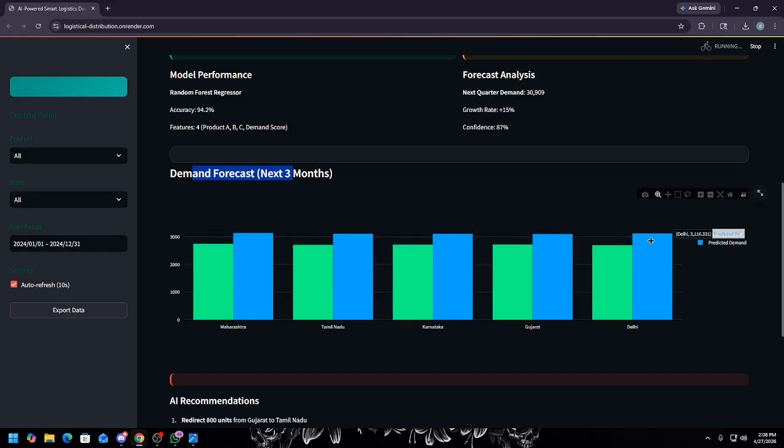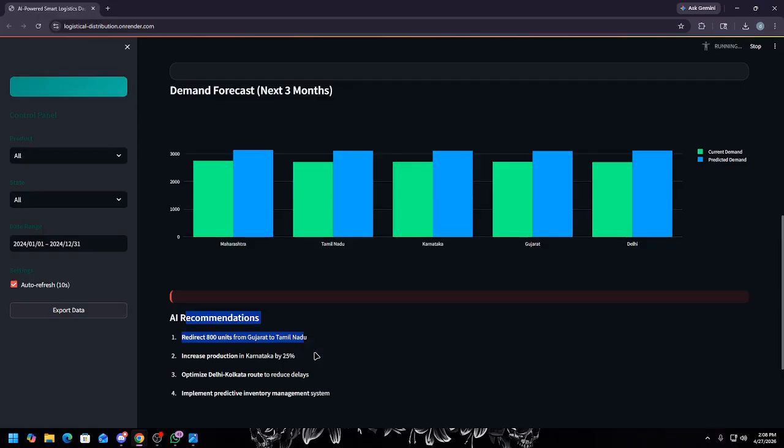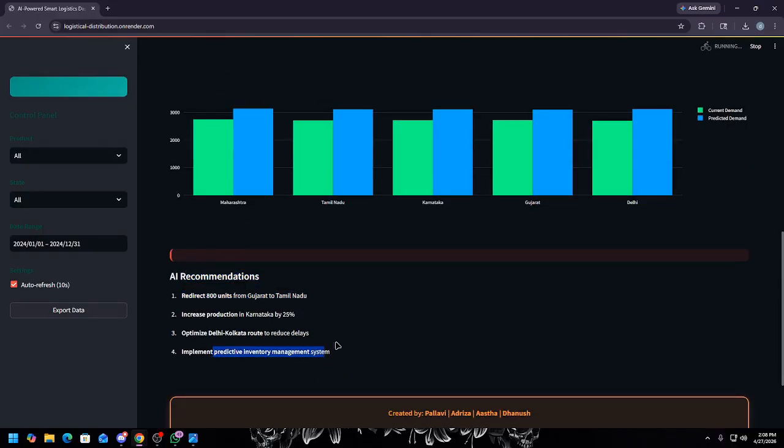You can see the demand obviously increases for all the states. So we have to fill up the gap by providing stock beforehand. And remember, all of these are just predictions. And you can see AI recommendations. All of these are generated by artificial intelligence to give you the best inventory management system.